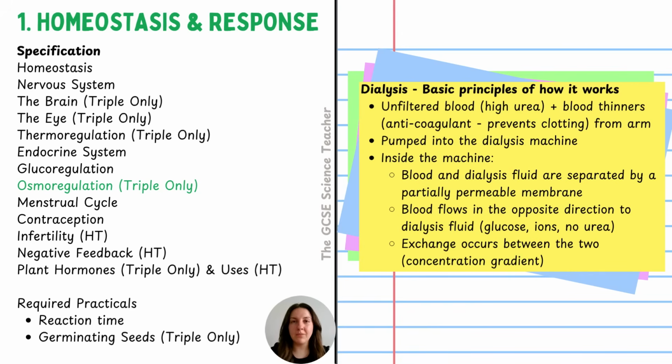Unfiltered blood of a kidney failure patient is high in urea and is mixed with anticoagulant or blood thinners to prevent clotting as it enters the dialysis machine from the patient's arm. Once inside the machine, the blood and dialysis fluid are separated by a partially permeable membrane. The blood flows in one direction and the dialysis fluid flows in the other, and the dialysis fluid contains glucose, ions, and no urea, and the exchange occurs down the concentration gradient.